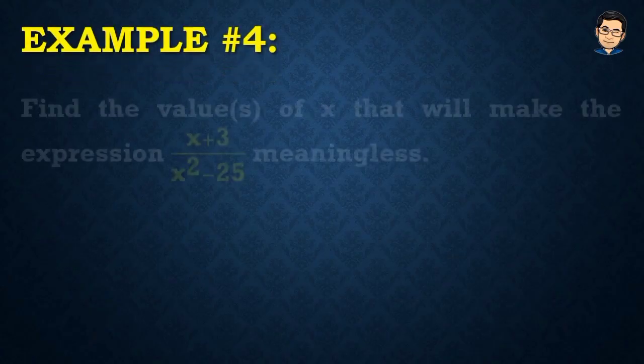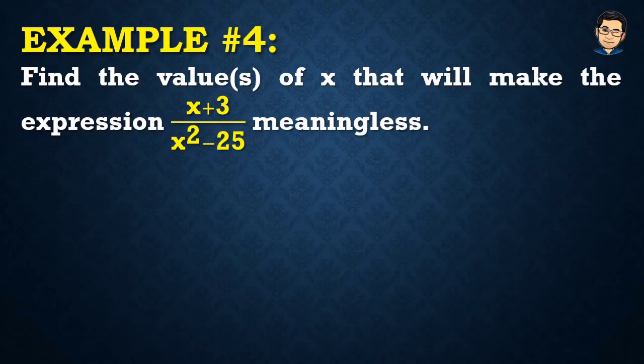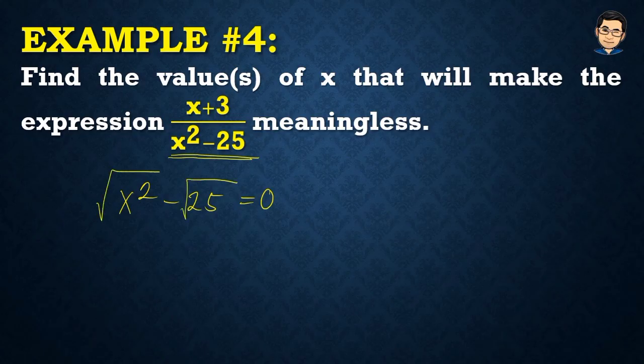Number 4, find the value or values of x that will make the expression x plus 3 all over x squared minus 25 meaningless. So yung ating term na nasa denominator, x squared minus 25 is equal to 0. Then, we can factor x squared minus 25 using difference of two squares. So, square root of x squared tsaka square root of 25. Okay, so magiging x minus 5 times x plus 5 is equal to 0.